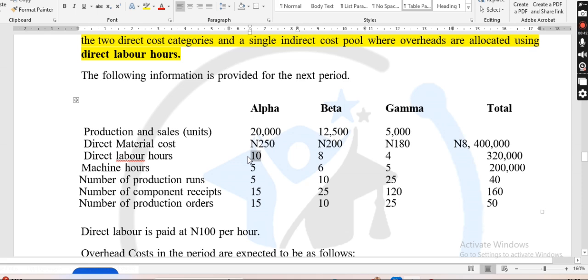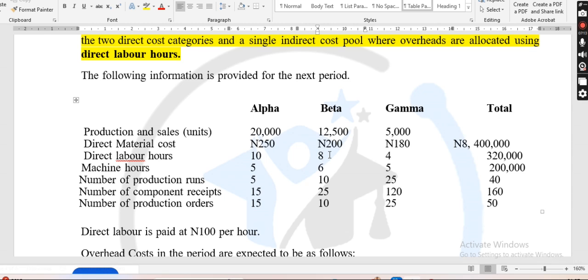Now, this direct labor hours, this is 10 hours per unit. When you have something like this in a question, and they did not even indicate that this is hours per unit, you should know that when you have numbers like this, it is 10 naira per unit, 10 hours per unit, which means that they will use 10 hours to produce 1 unit. This is 8 hours per unit, which means that they will use 8 hours to produce 1 unit.